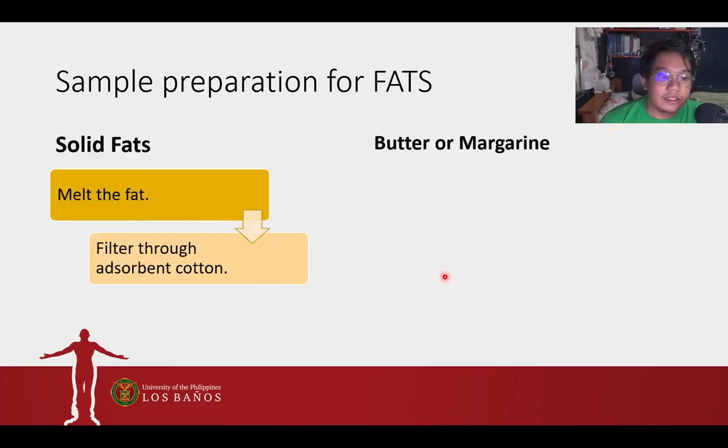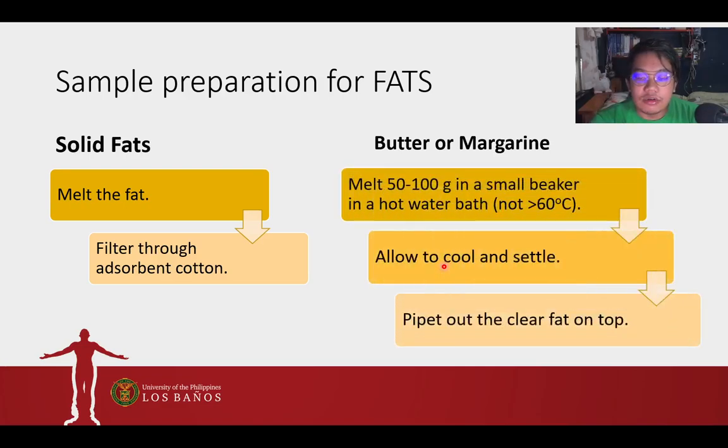For fats, there is the following sample preparation. If it is a solid fat, you just have to melt the fat and filter it through adsorbent cotton. Okay? Then for butter or margarine, you just have to get a certain amount in a small beaker, then place it in a hot water bath not greater than 60 degrees Celsius. Okay? If it is greater than that, it may cause degradation, so the butter can become rancid. Then, after you melt it, allow it to cool and settle. Then, pipette out the clear fat in the top layer of the butter or margarine.